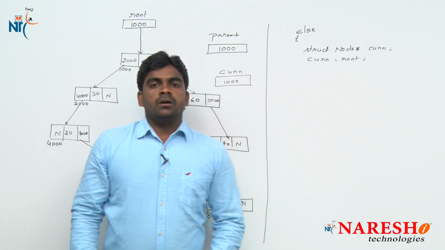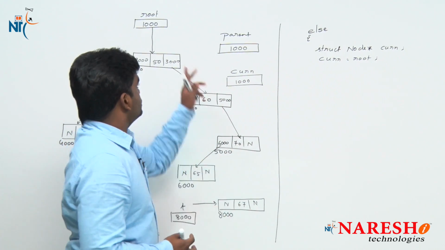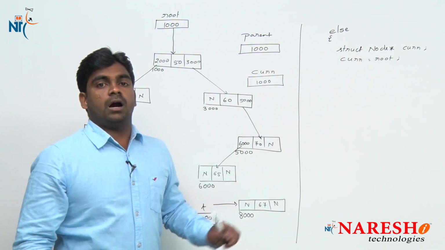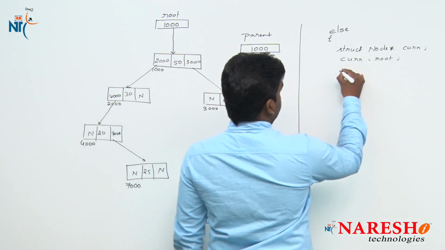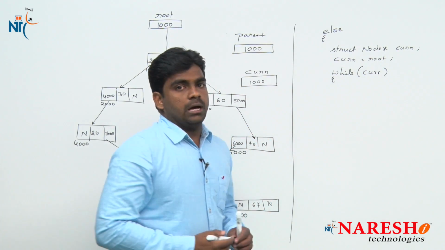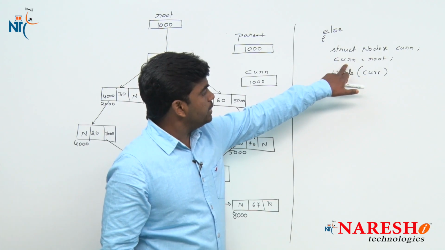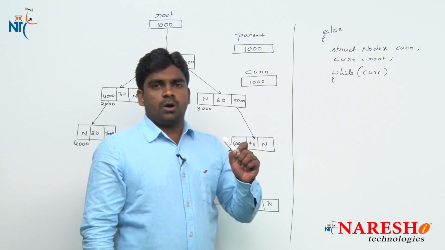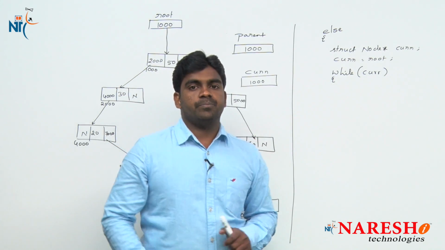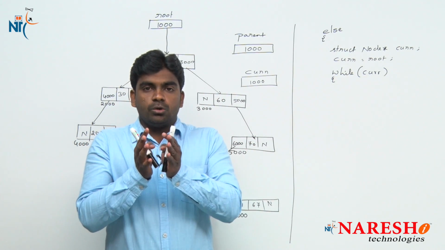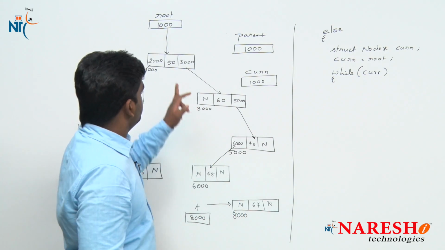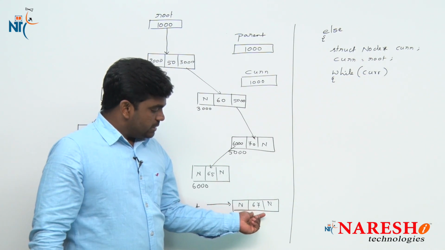Now how do we travel from the first location to the last location to connect this node here? Simple, with the help of one while loop. While current, CURR. See here, the current value is 1000. 1000 is a true value, so the while loop executes and control comes inside. Now we should send the control to the left side or the right side. That you should understand. What is the node data? It is 67.